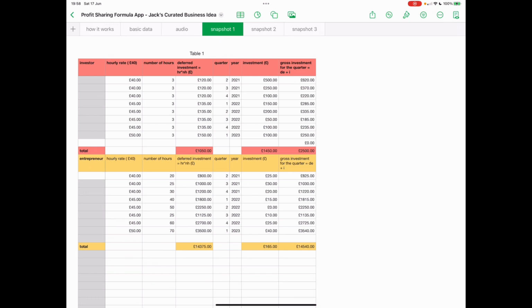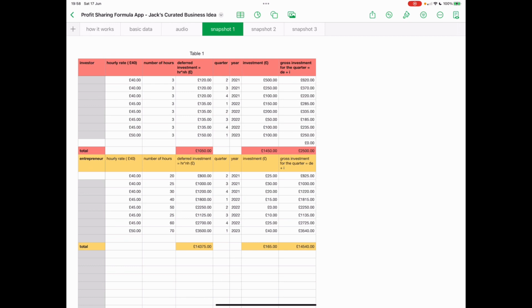Now, the number of hours used. You can see that for the investor, for each quarter, he spends about 3 hours, and that comes to about 1 hour per month. And the 1 hour is presumably for meetings. You might have meetings with the entrepreneur so that they can catch up, exchange ideas and brainstorm.